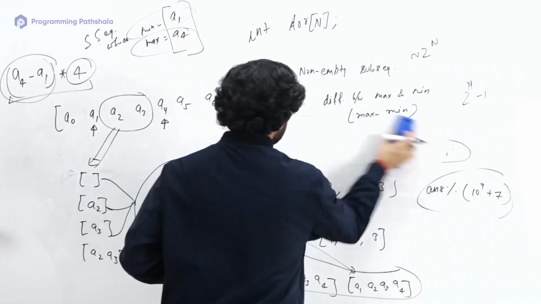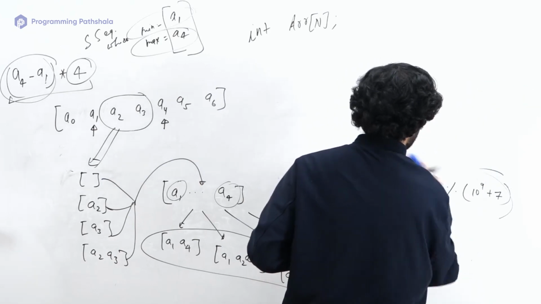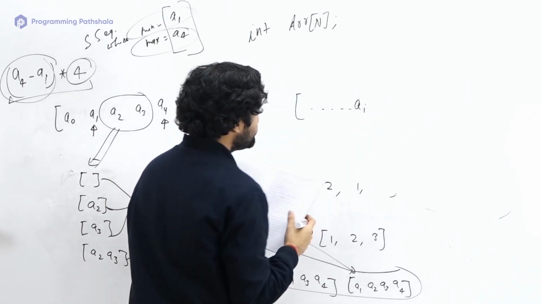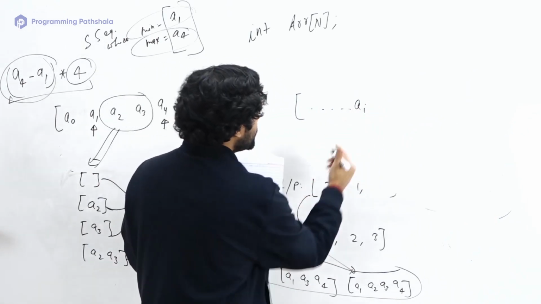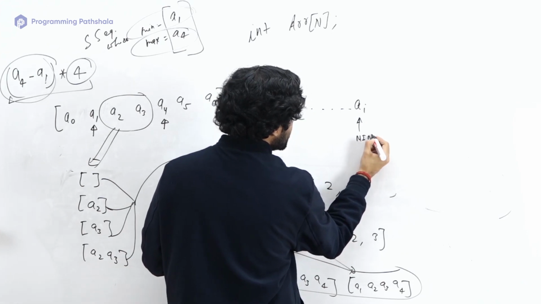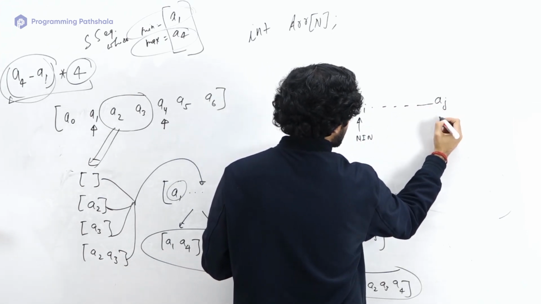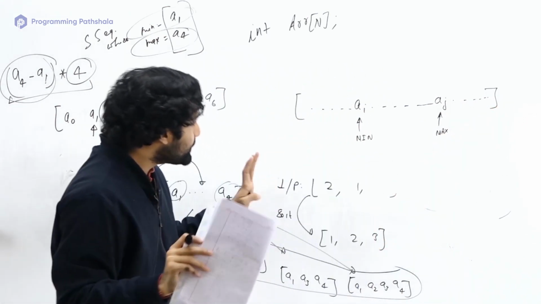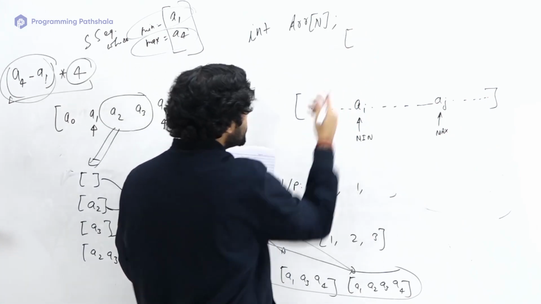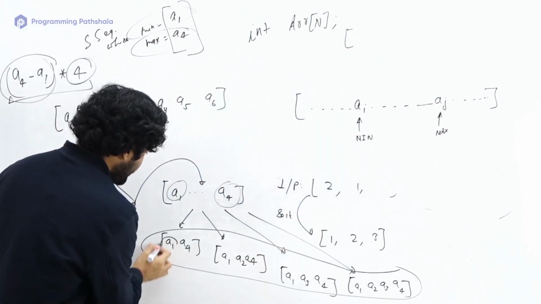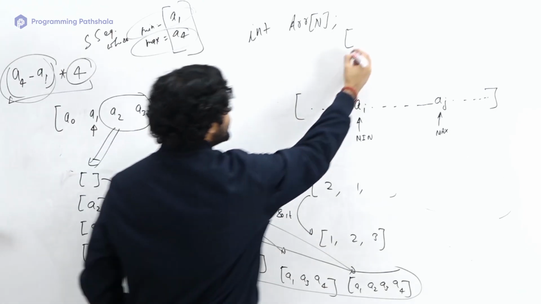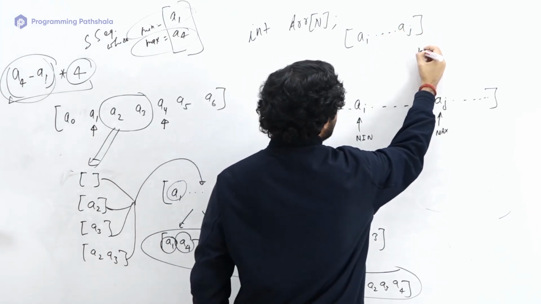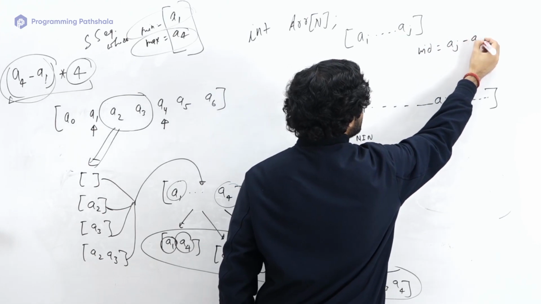Let's say you have sorted the array, and after sorting the array, let's say you picked AI, which is at index I, to play the role of min, and you picked AJ to play the role of max. Now all those families of subsequences which have AI as min and AJ as max will definitely have a width of AJ minus AI.